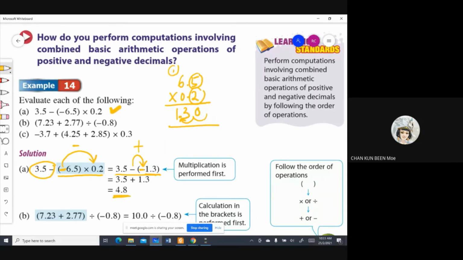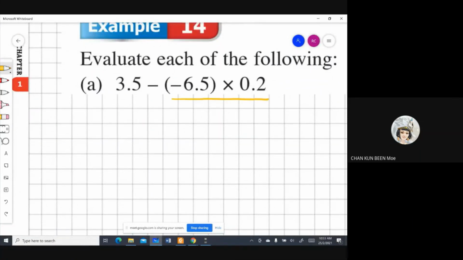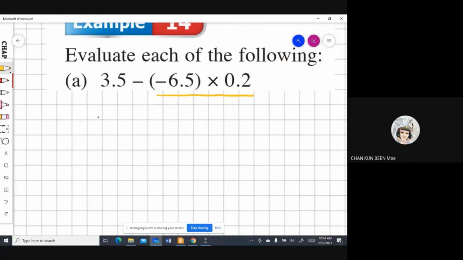I have another method of solution here. Just now they solved it this way. But if you follow the rule, bracket comes first, right? And we have a bracket here, which is negative 6.5. So we can solve it this way, whereby it is equal to 3.5, negative times negative is positive, so plus 6.5 times 2. The next operation, addition and multiplication, we do the multiplication first. So 3.5 you copy. 6.5 times 2 is actually equal to 13.